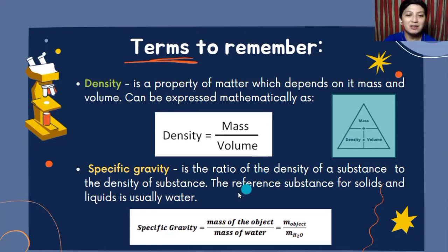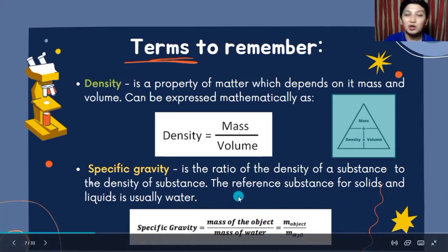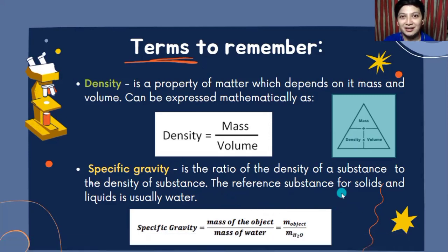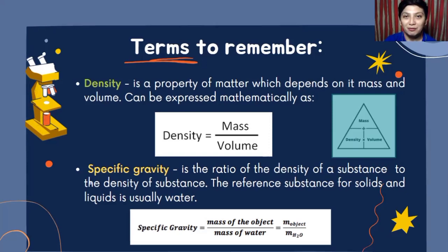And then we have specific gravity. Specific gravity is the ratio of the density of a substance to the density of a reference substance. The reference substance for solids and liquids is usually water, like what I said a while ago. So when you need to find specific gravity, you find the mass of the object over the mass of the water. Here on Earth, we have a constant measurement of gravity.